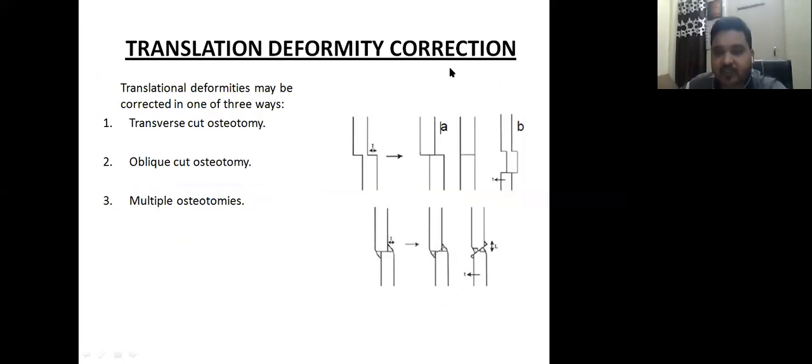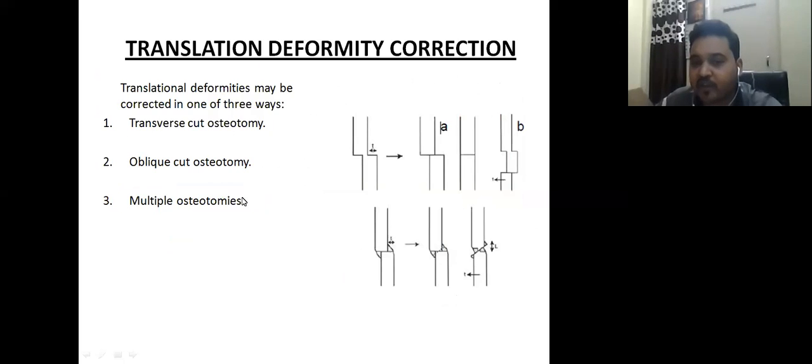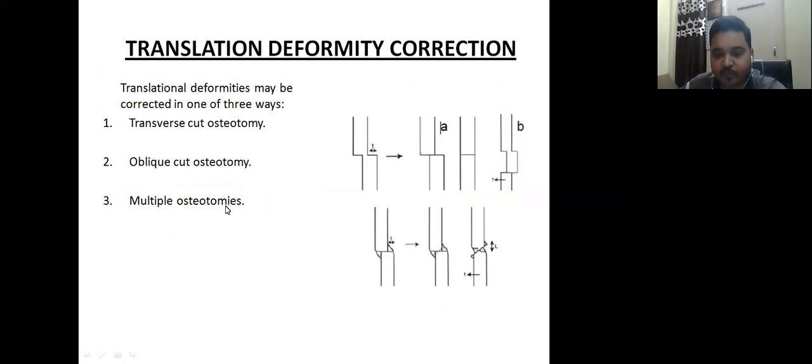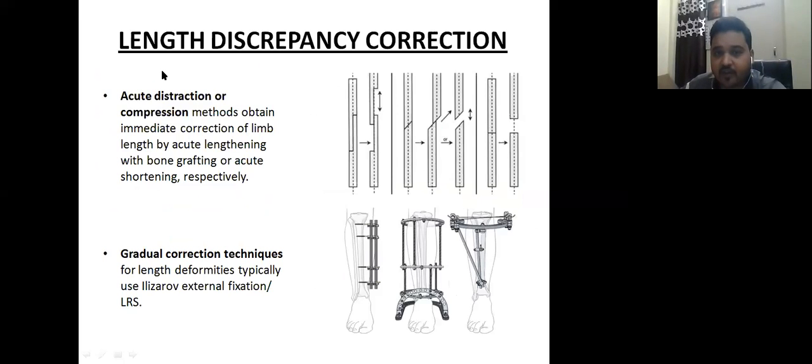Then there is translation deformity correction, which would be a transverse cut osteotomy, oblique cut osteotomy, or multiple osteotomy. And last, the length correction. After doing all the osteotomy and planning, we have to gradually distract. If it is a linear deformity, transverse or oblique, we can distract it with the LRS, or with the help of the Ilizarov system, we can distract the deformity and get our results.